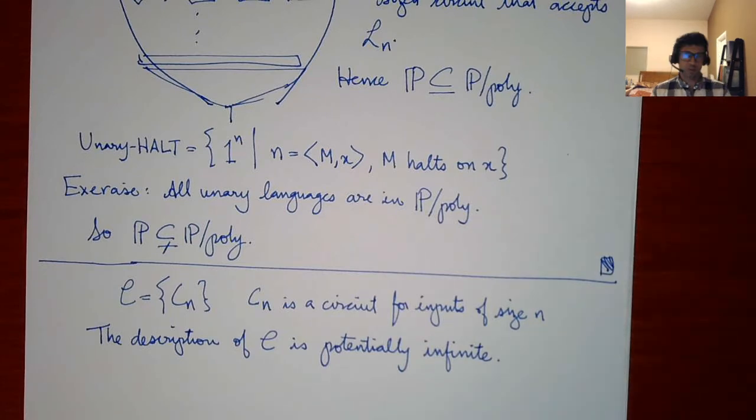So this is what I was going to say, and I was going to give you a technical term for that. If the circuit family is itself computable in polynomial time, then P is equal to P/poly. Exactly.